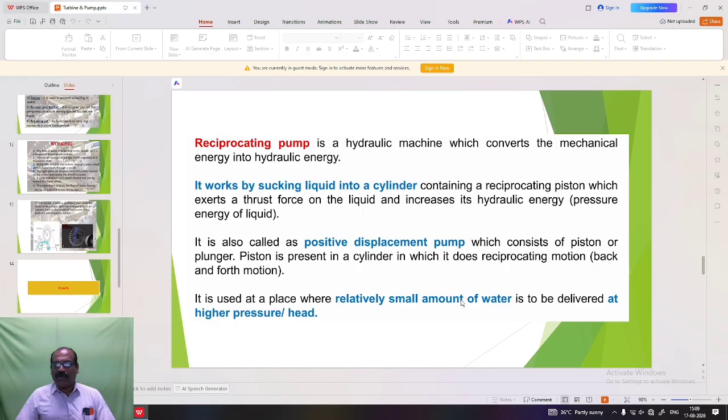Here we are going to see about the reciprocating pump, which is a hydraulic machine that converts mechanical energy into hydraulic energy. It works by sucking liquid into a cylinder containing a reciprocating piston, which exerts a thrust on the liquid and increases its hydraulic energy, that is, the pressure energy of the liquid. It is also called a positive displacement pump, which consists of a piston or plunger. The piston is present in a cylinder in which it does reciprocating motion, that is, back and forth motion. It is used where a relatively small amount of water is to be delivered at a high pressure.